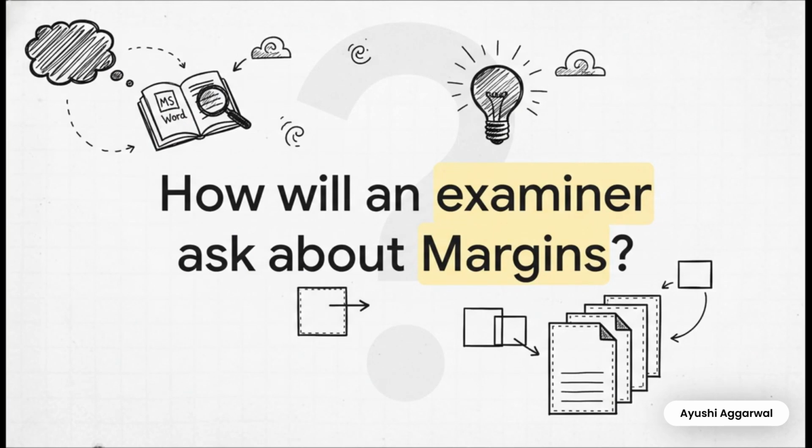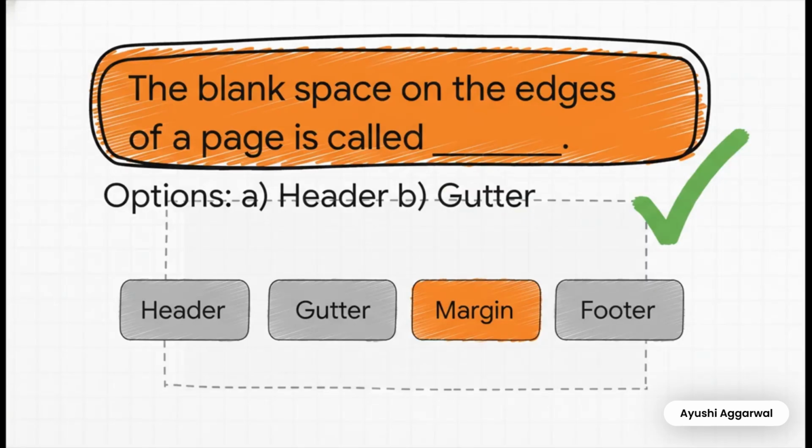But now, I want you to think for a second. How could an examiner create a question from such a simple definition? What would that look like in an exam? Just take a moment to think about it. See, this is how they'll ask it. A direct question, like the blank space on the edges of a page is called, and they'll give you a few options. All you have to do is select margin. See how easy it is when the concept is clear?